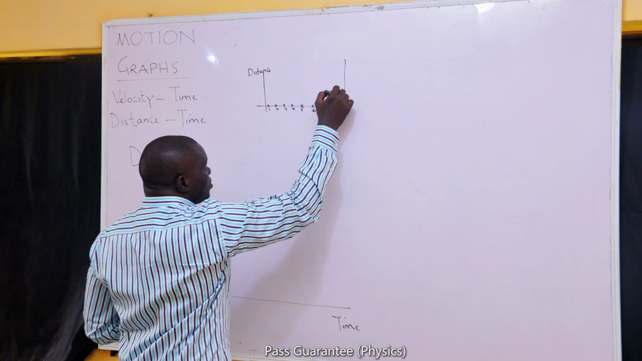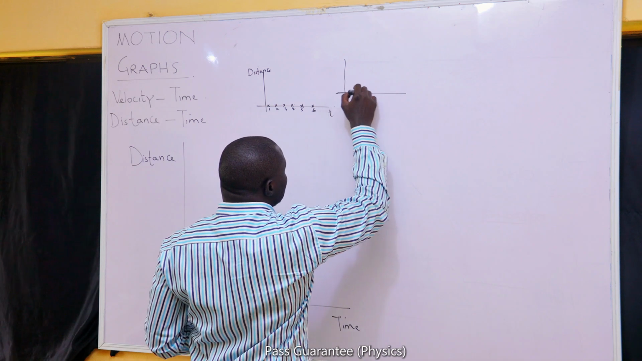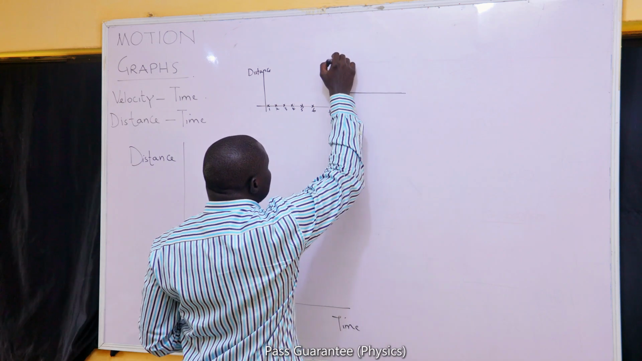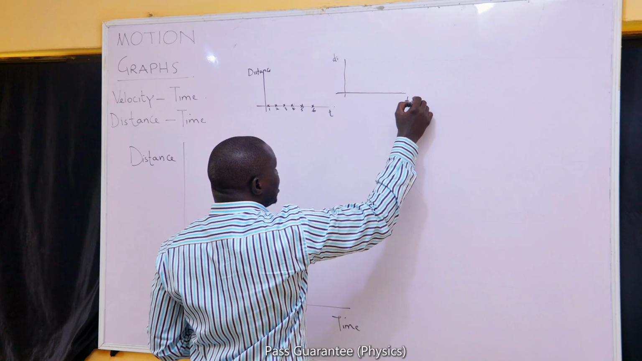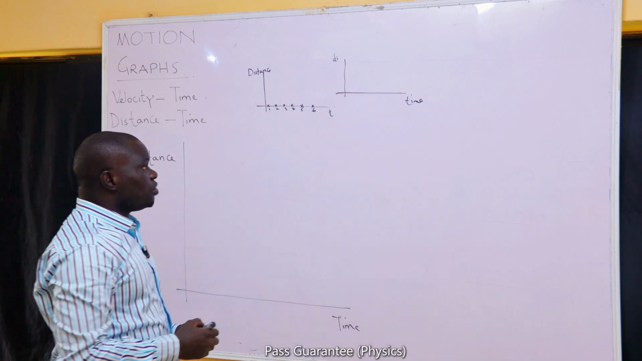So most of the time, when an object is not moving at all, we just draw it as a horizontal line on a distance time graph, to show that the object is not moving at all.